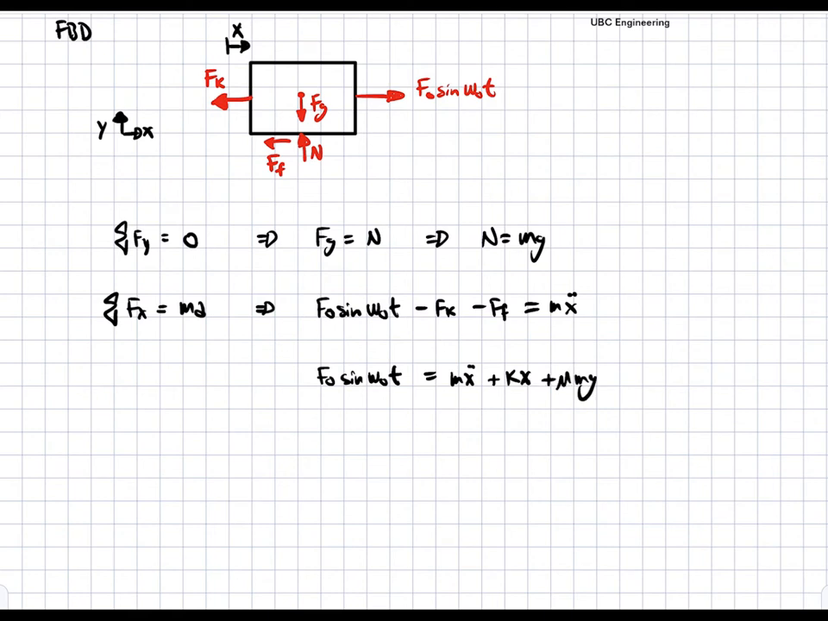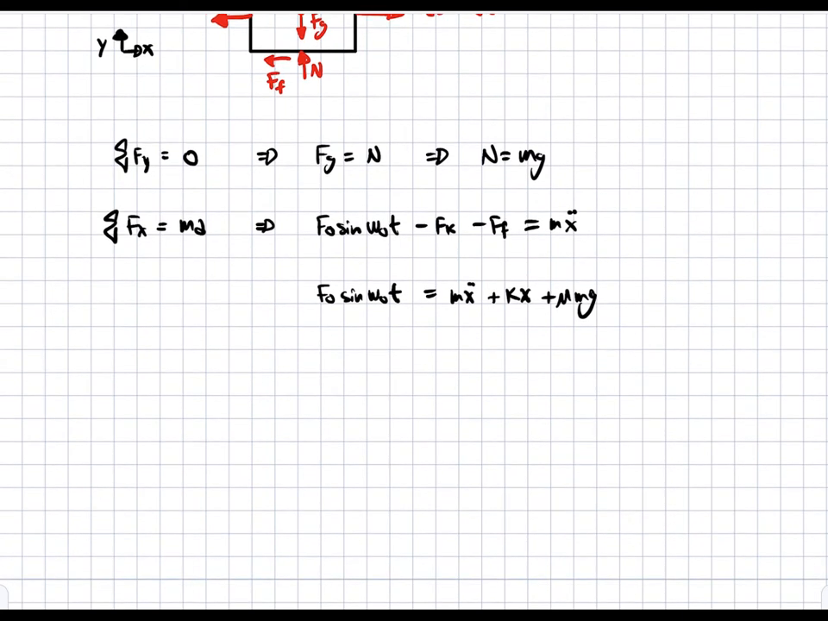And again, this mu mg comes from the fact that the force of friction is mu times the normal force, and we said that the normal force is mg. So now we have this differential equation with the x terms on the right side and the t terms on the left side. And we can try to solve for the steady state function. The steady state function we know is the particular solution.